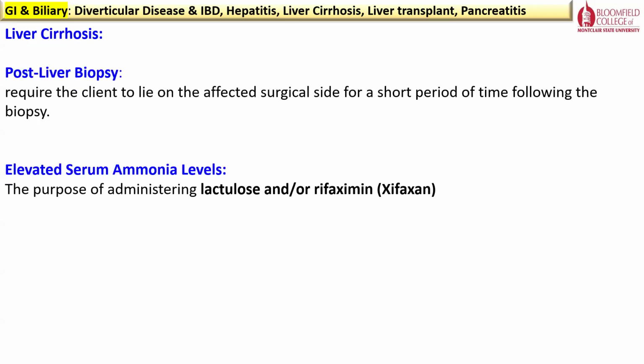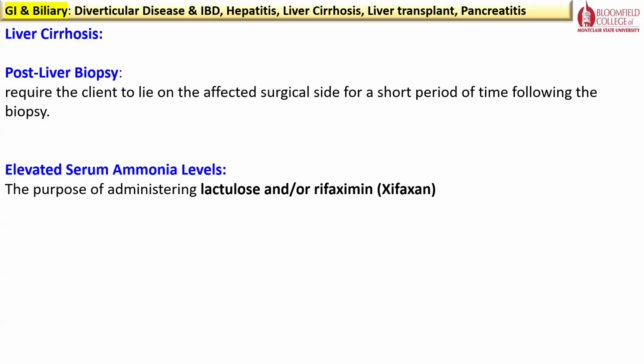Now, liver biopsy. Post liver biopsy, the client should be placed on the affected surgical site, which is the right side of the abdomen.